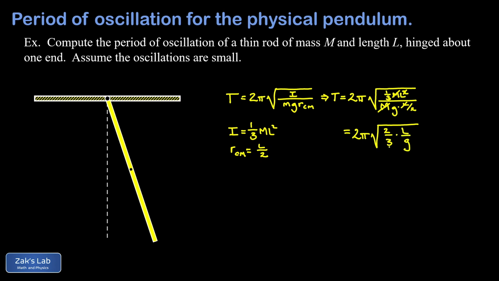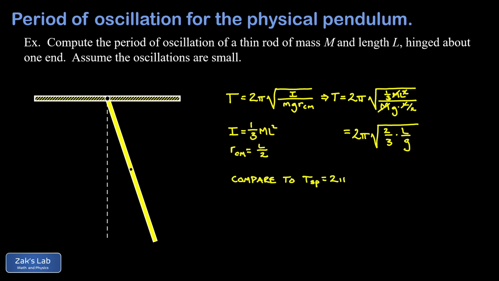Now I think it's useful to compare this to the simple pendulum formula. Recall for a simple pendulum that the period of oscillation was 2 pi times the square root of L over g. In other words, that factor of 2/3 wasn't there. So this means the period of oscillation for our thin rod is actually going to be faster than for a simple pendulum with the same mass and total length.